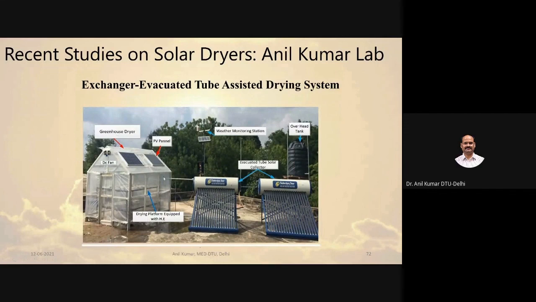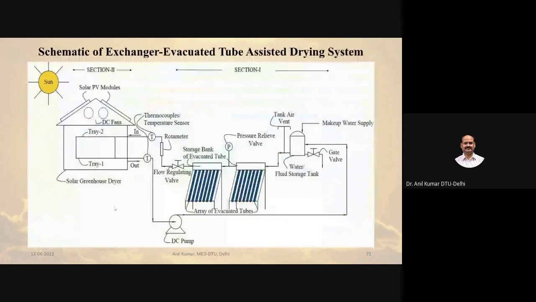Then the solar photovoltaic modules are kept on the north wall to supply a DC fan. Here the two trays are over there, one tray and a second tray, and there is one more schematic here where it will be more clear. This is a kind of hybrid drying system, and we gave it the name heat exchanger evacuated tube assisted solar drying system.